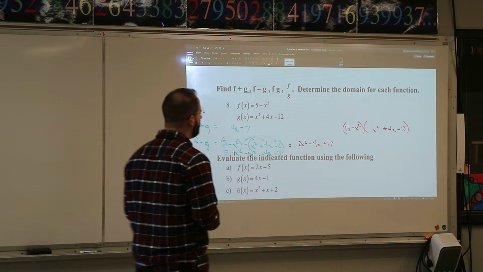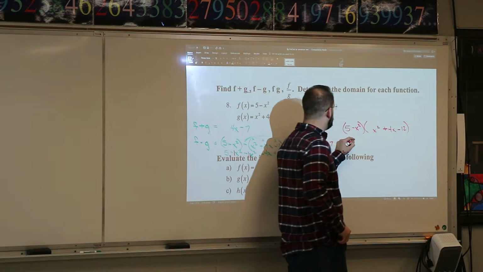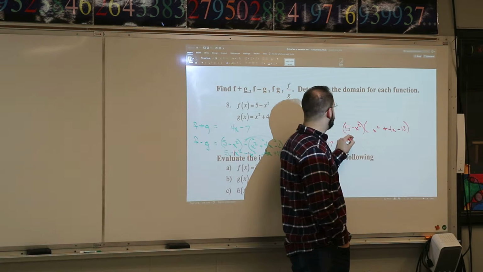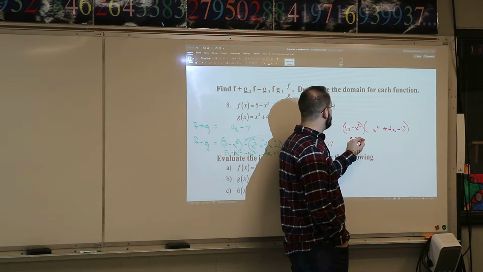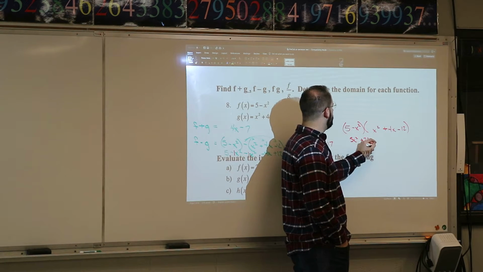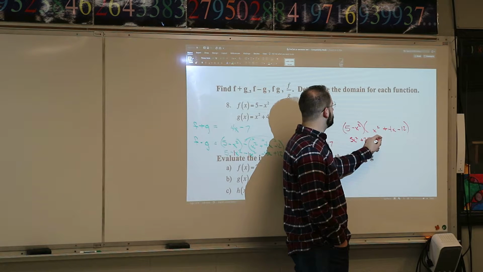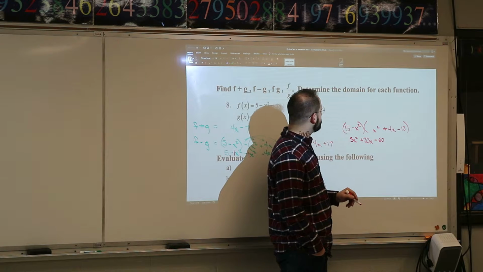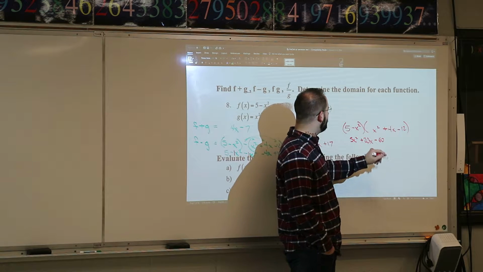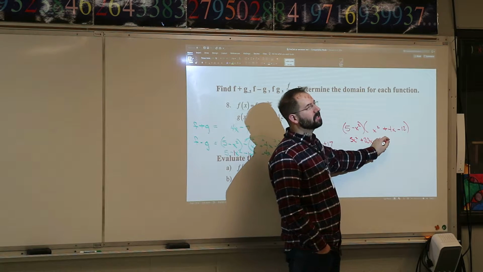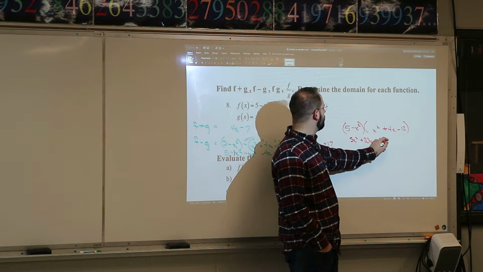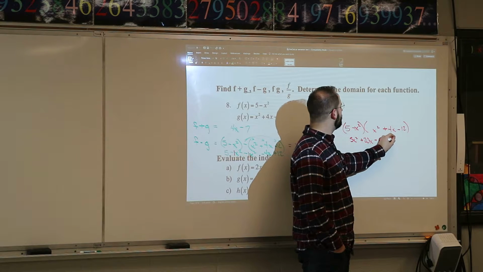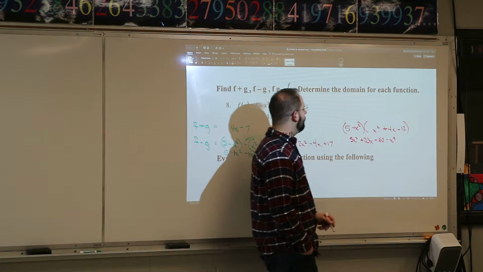What do I get when I multiply that 5 to the back? What do I get? 5x squared. Good, keep going. Plus 20x. Keep going. Minus 60. Yes. Okay, keep going. Negative x times the back, or negative x squared, I should say. Negative x squared times 4. Okay, keep going.